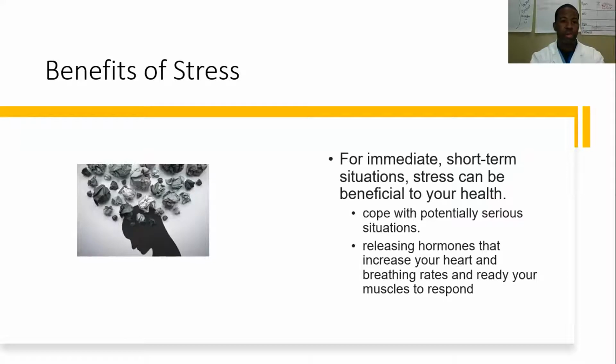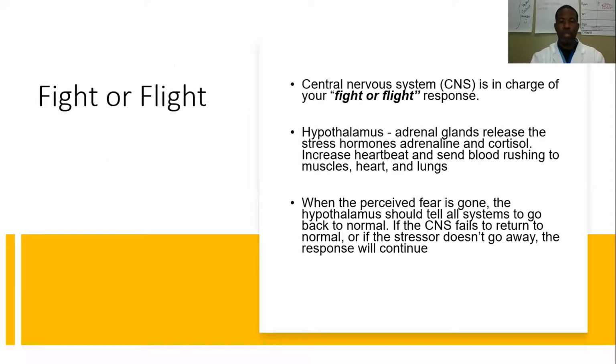Okay. So, stress. Stress is something that evolutionarily came about in order to keep us alive. It's really a response that our bodies have in an effort to cope with potentially serious or dangerous situations. What your body does is it releases hormones that will increase your heart rate and get your muscles ready to respond to action. So you've all heard of fight or flight. What is the fight or flight mechanism?